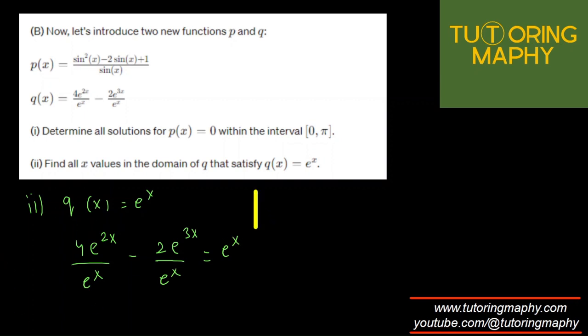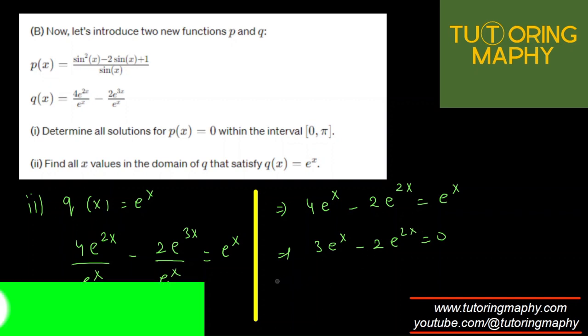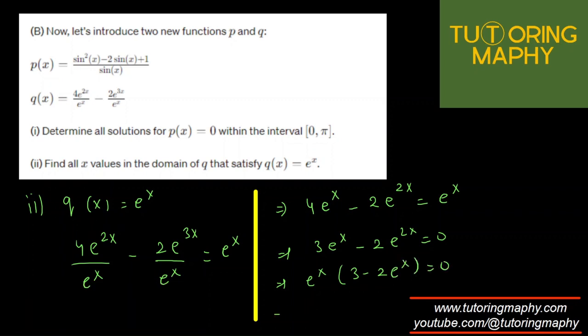If you're going to simplify, then e raised to 2x over e raised to x will just cancel one of the powers of e. So I'm just left with 4 times e raised to x here. And likewise from here as well, one of the powers is gone. So 3x minus x is 2x as per the rules of exponents. And that is equal to e raised to x. Subtracting e raised to x from both sides, it will become 3 times e raised to x minus 2 times e raised to 2x is equal to 0. And I think we can take one of the e raised to x as a common factor.